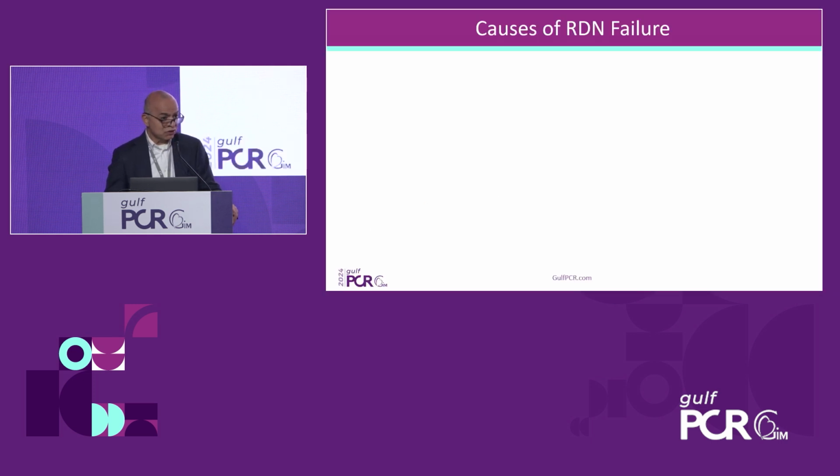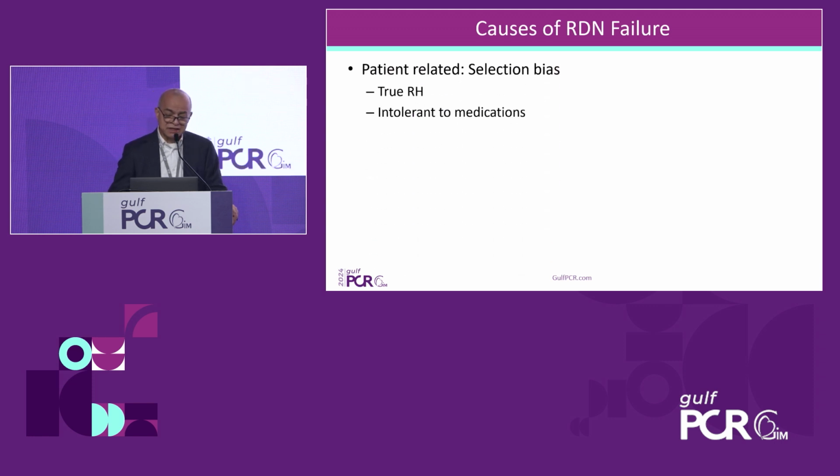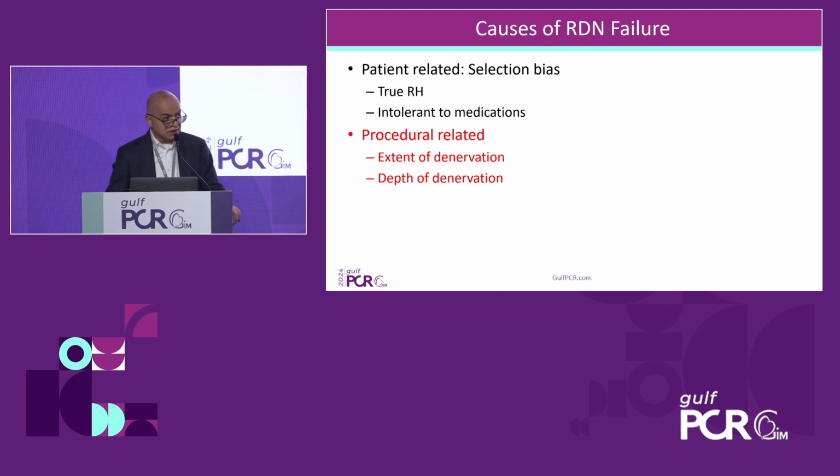However, I'll tell you why we failed initially. First of all, patient-related selection bias. True resistant hypertension was not well recognized. Intolerance to medications is very important to select that group of patients. Then patient or procedural related factors: extent of denervation, we did not know how much we needed to denervate, and the depth of denervation was not very clear, so we had real issues with the procedure itself.